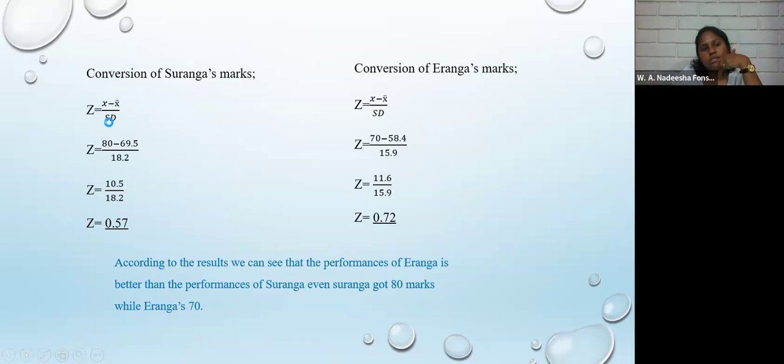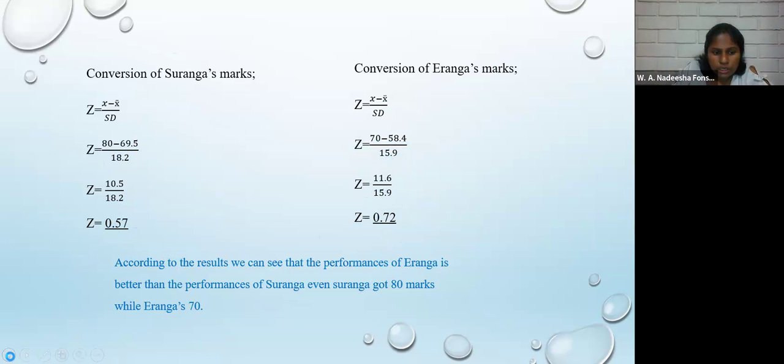Z equals x minus x bar divided by SD. So for Suranga, 80 minus 69.5 divided by 18.2. The answer is 0.57. For Eranga's mark, that is 70 minus 58.4 divided by 15.9. The answer is 0.72. So the two answers are 0.57 and 0.72. By looking at the Z value, we can see that Eranga's performance is better than Suranga's performance.